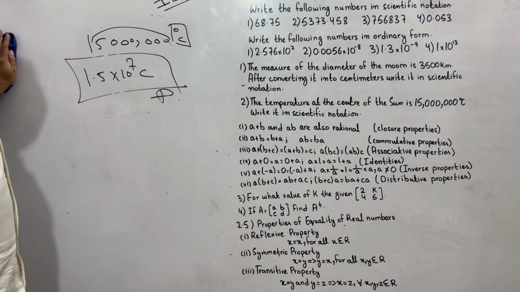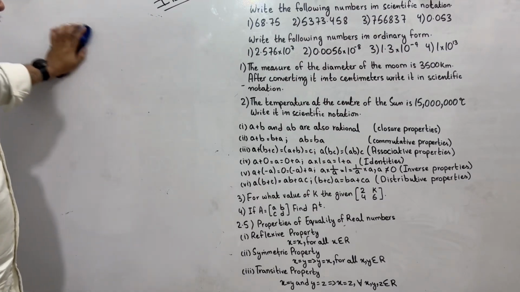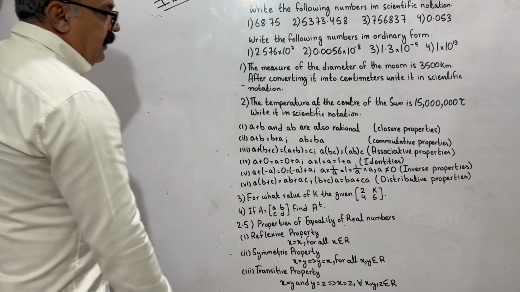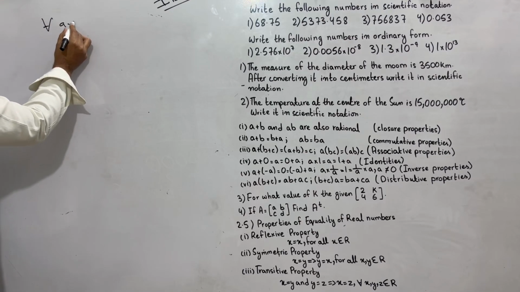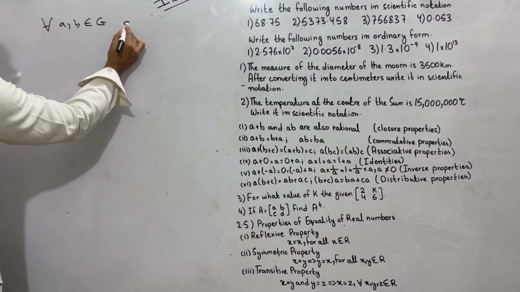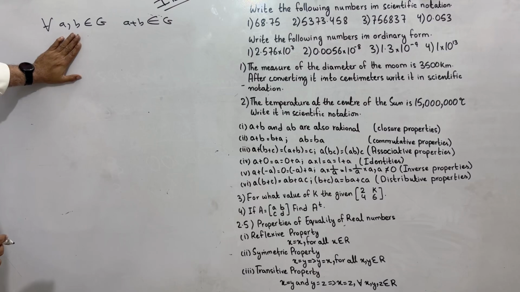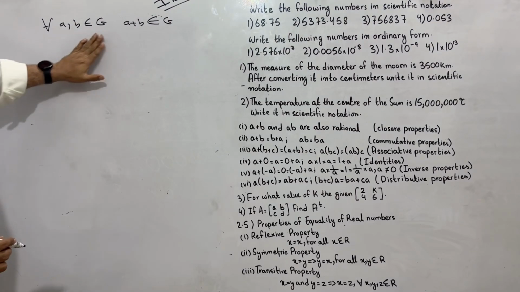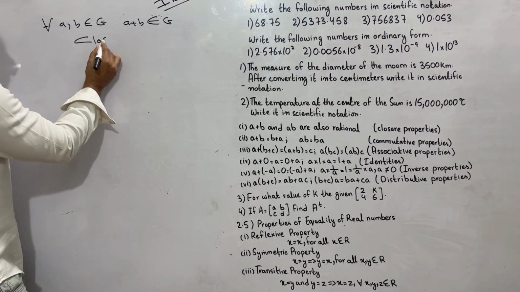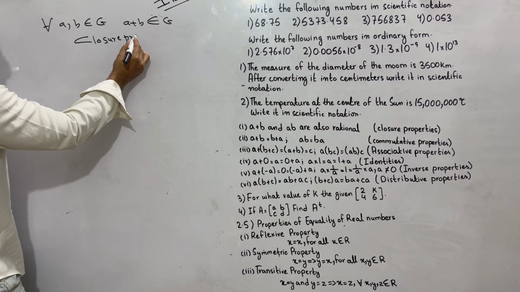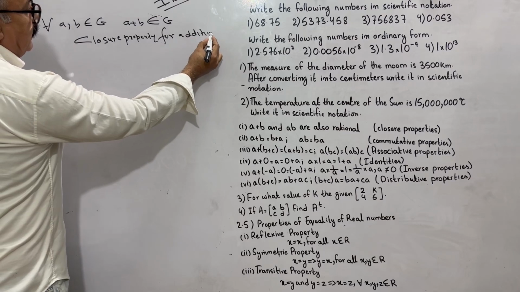Moving towards the next, some properties of real numbers. For all a, b belonging to G, their sum also belongs to G. For each element taken from any non-empty set, their addition also belongs to the same set. It is known as closure property for addition.